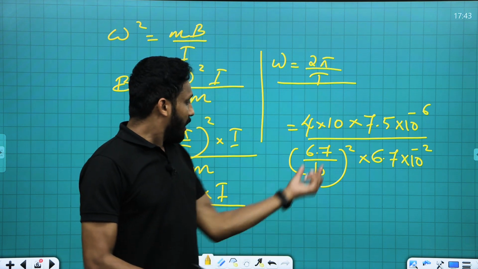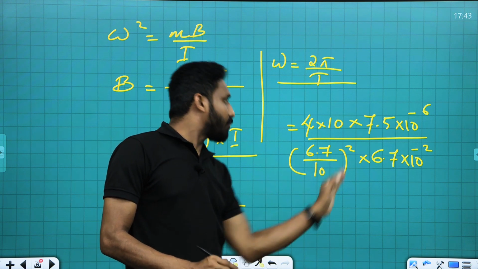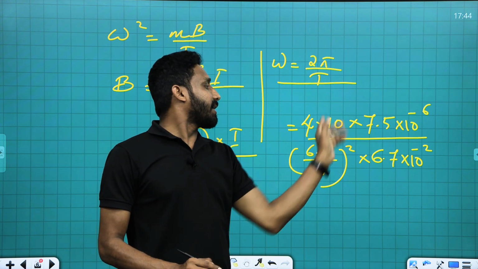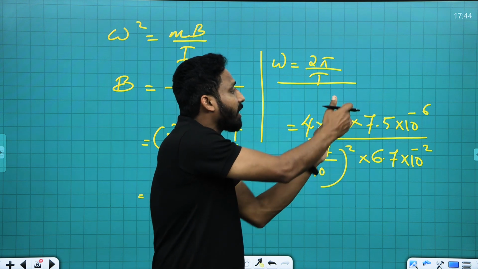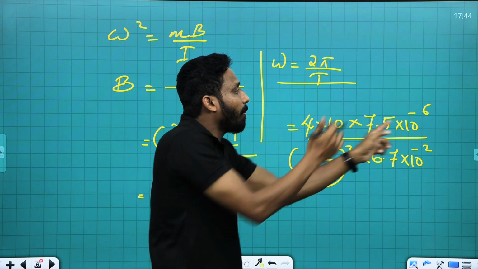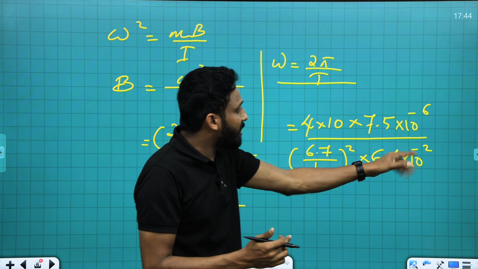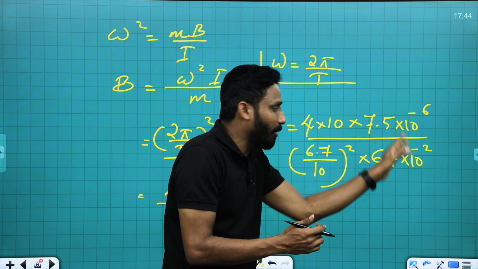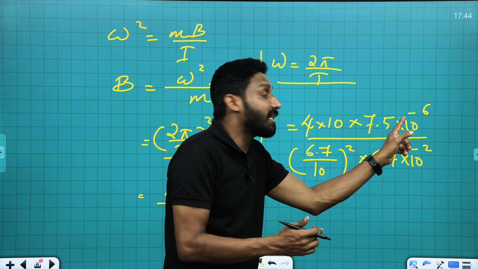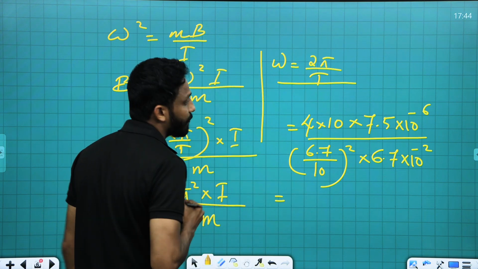Yes, this is 10 square in the denominator here. It will move to the numerator, 10 square here, and with the other 10 this becomes 10 cube. 10 cube into 10 power minus 6 is 10 power minus 3. Then this one is 10 power minus 2. 10 power minus 3 over 10 power minus 2 gives 10 power minus 1. Is that clear?